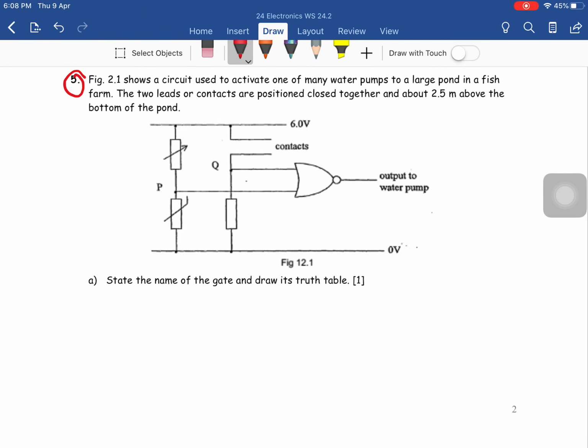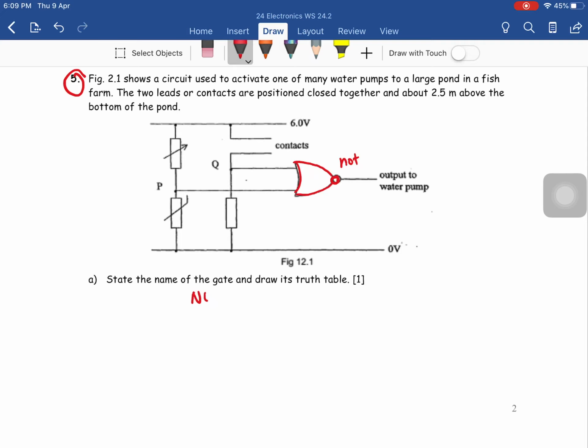Okay, we are on electronics worksheet 24.2, question number 5. Part A, state the name of the gate and draw its truth table. So this is quite easy. You can see this dot here means that there's a NOT gate connected to it, right? And this fish shaped looking thing tells us that it's OR. So OR with NOT becomes a NOR gate.